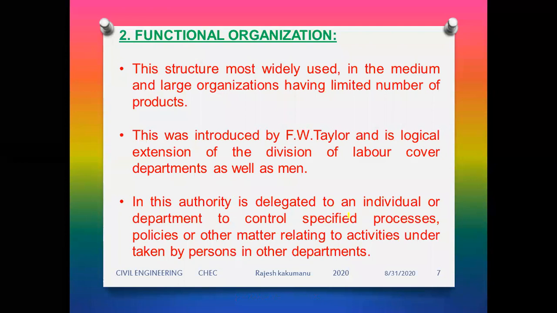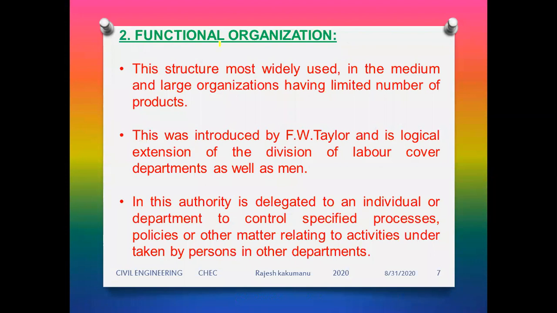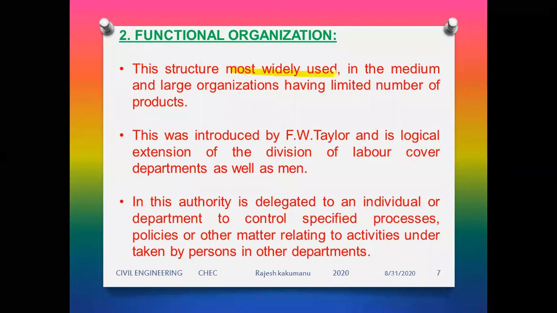first one, line type of organization. What is the next one? The next one is functional organization. This structure is generally used in almost all types of organizations, in medium to large organizations having a limited number of products.